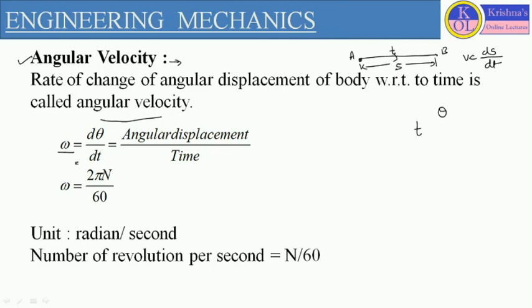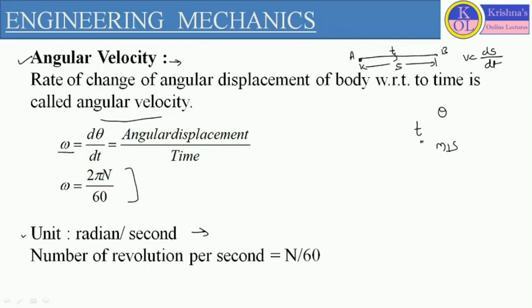Now, if we want to define the proper formula of this angular velocity omega, its formula we define as 2 pi n by 60. As we know the unit of velocity is meter per second. Now, as per the angular displacement concept, we can define the unit of angular velocity as radian per second. So this is the unit of angular velocity, radian per second.